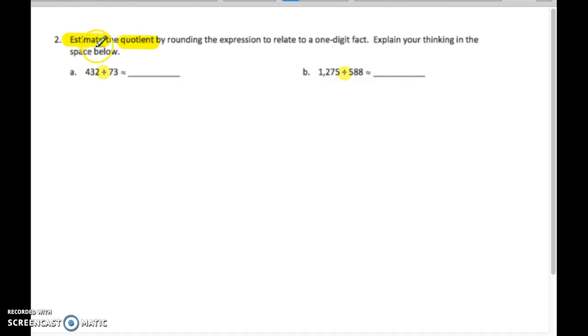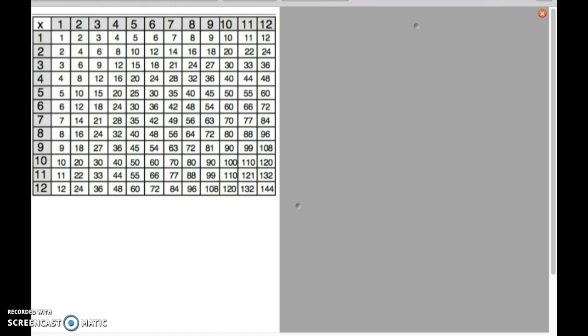So we are trying to figure out about how much the answer is, and we're doing that by rounding the expression to relate to a one-digit fact. For whatever reason, a lot of people got kind of thrown off by the one-digit fact. So I want you to take a look at this. This is a multiplication table. Most of you have one in your folder. I know there's one on the wall in my room, and these are all one-digit facts.